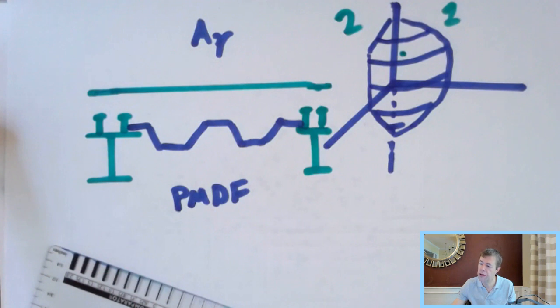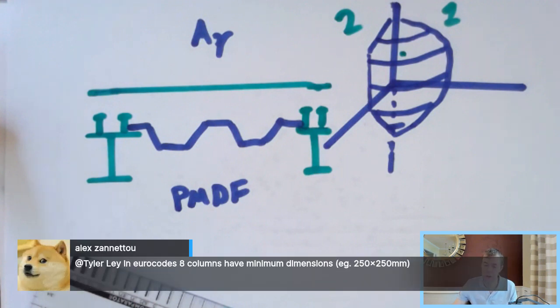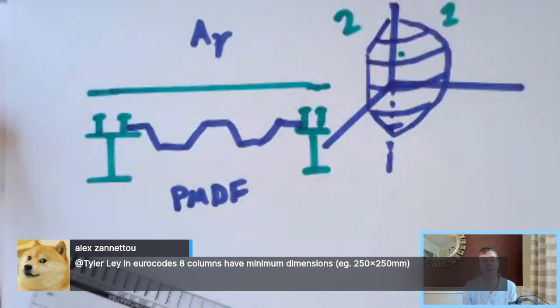Let's see. Yeah. So Alex is saying in the Eurocodes, their minimum dimensions are about 10 inches by 10 inches. That's 250 millimeters by 250 millimeters. And we have the same thing. Well, actually, we don't have a minimum size that I know of in our US codes, but the smallest that I've ever seen used is 12 inches by 12 inches, which would be around 300 millimeters by 300 millimeters. And so I think we're in the same ballpark.